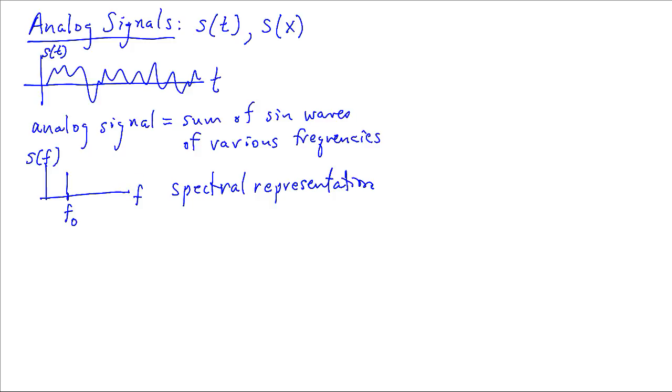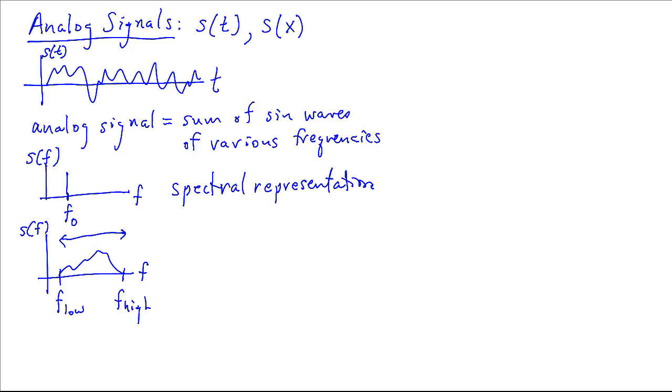Okay, showing different bars. Now, if you have a complex signal, it probably won't just have one frequency in it. It may have some range, from f low up to f high, and that is called the bandwidth of that signal, and I denote that BW. So here's the spectral representation, and BW is the bandwidth of that signal. So we talked about that. So I'll make little dotted lines here.